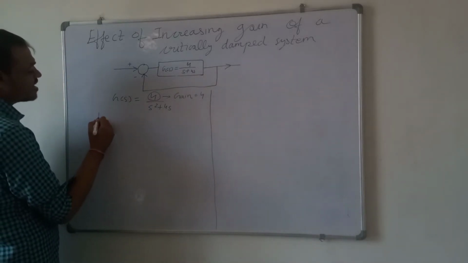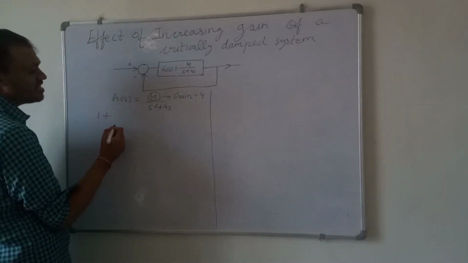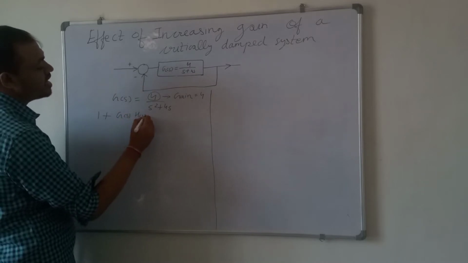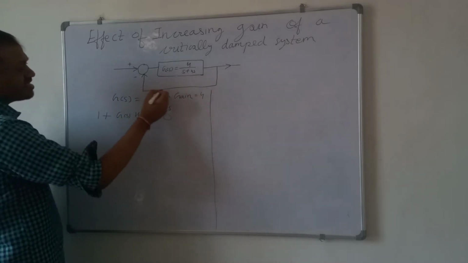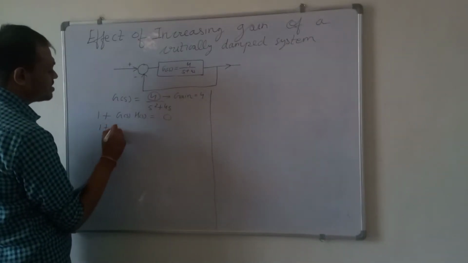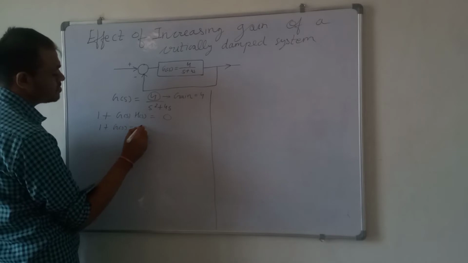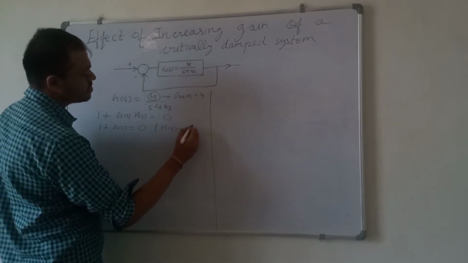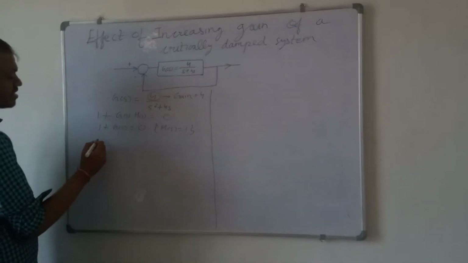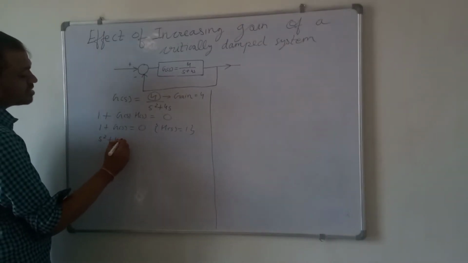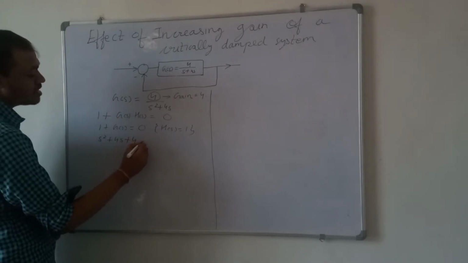Now we find the characteristic equation. So the characteristic equation is 1 plus G(s)H(s) equal to 0. H(s) is the feedback, so the feedback is 1. So 1 plus G(s) equal to 0 because H of S is equal to 1. If we solve this, then we get S square plus 4S plus 4 equal to 0.